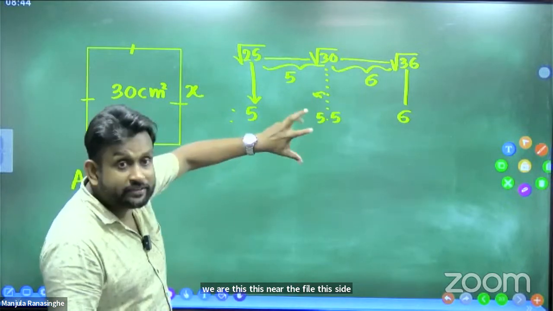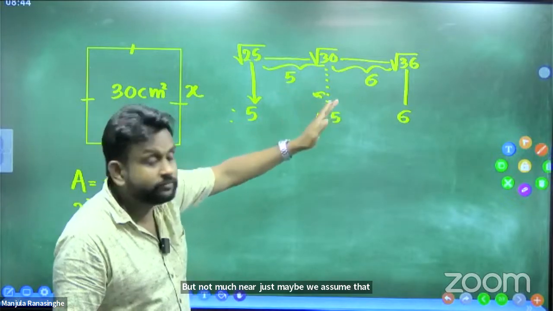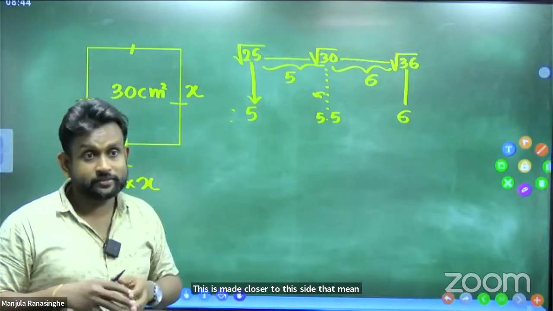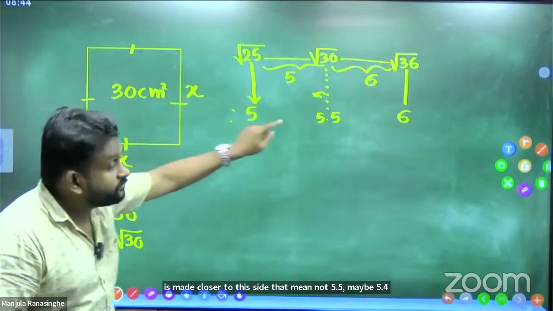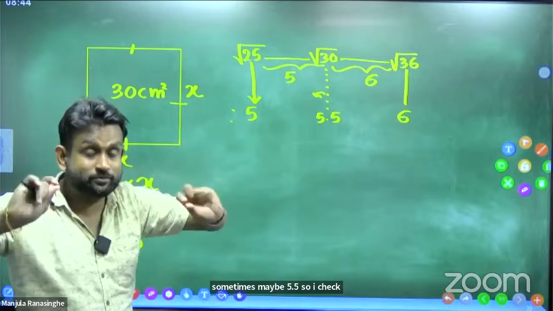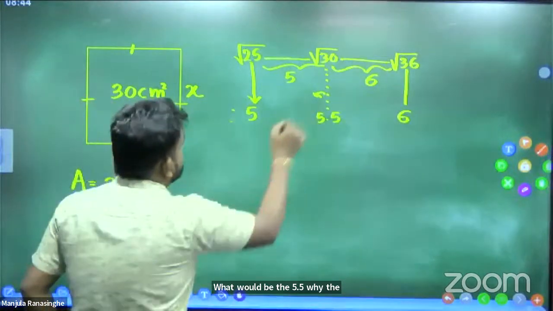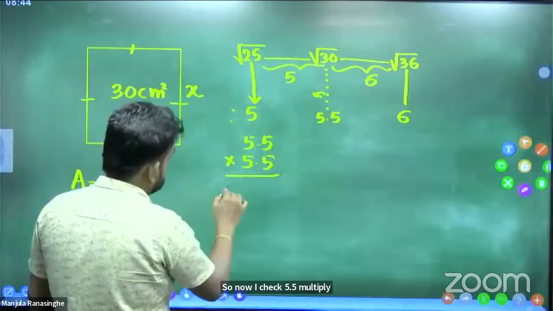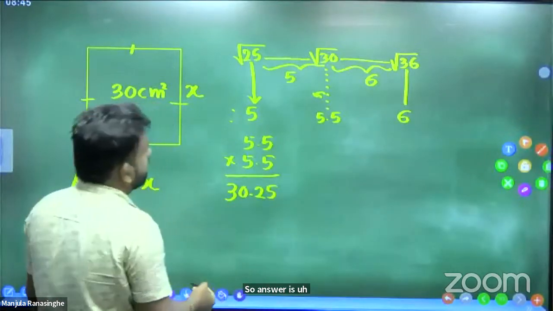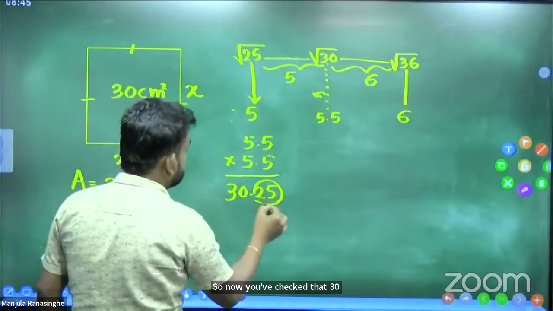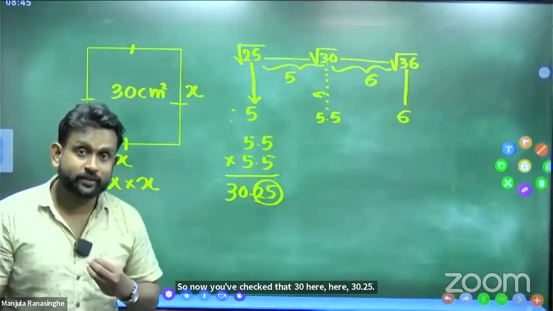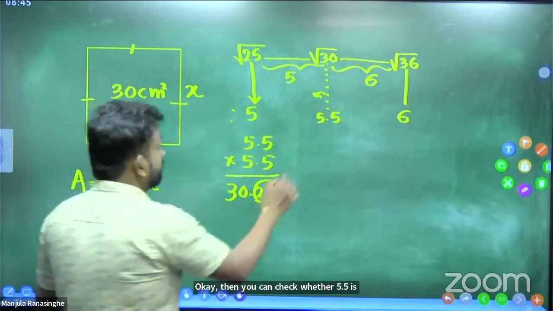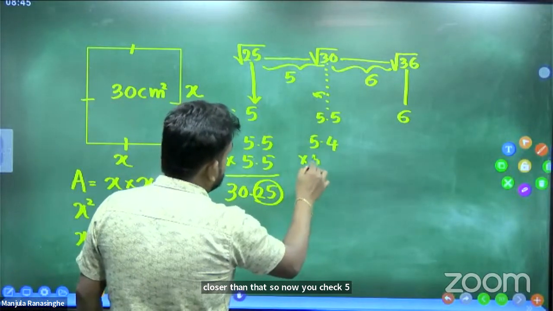Maybe we assume that with only one difference between 6 and 5, it is a bit closer to this side. That means not 5.5, maybe 5.4. Sometimes maybe 5.5, so I check 5.5. Why? The gaps are almost the same except for one difference. So I multiply 5.5 with 5.5. The answer is 30.25. So you check that 30 here, and here 30.25. That means 0.25 is more. Then you can check whether 5.5 is closer than that. So now you check 5.4 multiplied by 5.4.